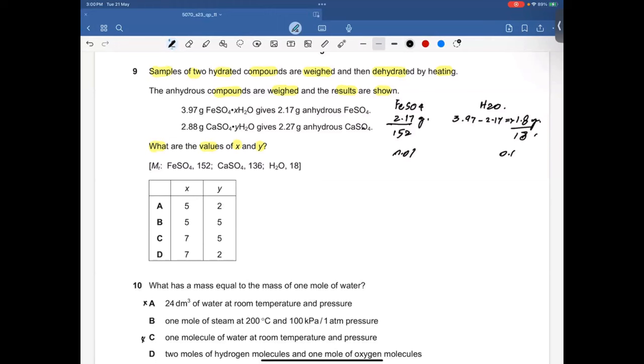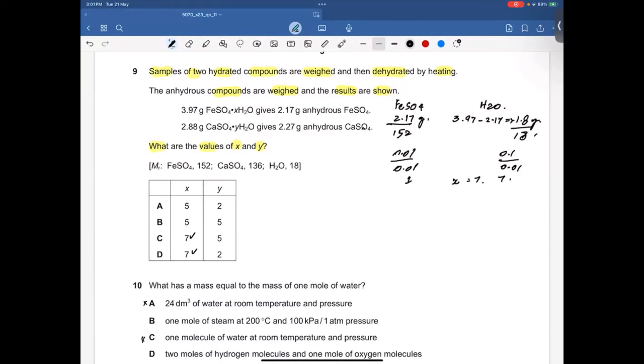Really? 2.17 divided by 0.01. So divide by 0.01, divided by 0.01. So 0.1 divided by the answer is going to be 7. So this is 1 and this is 7. So the value of X in this scenario is 7. Okay, either C or D could be the right answer.